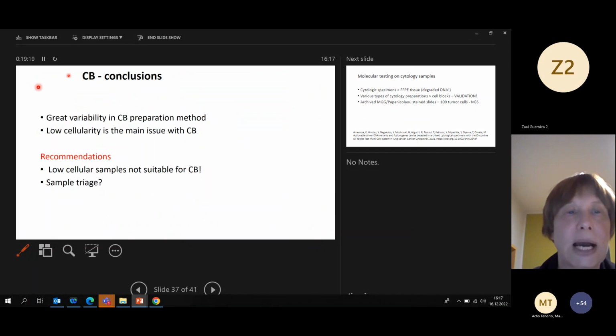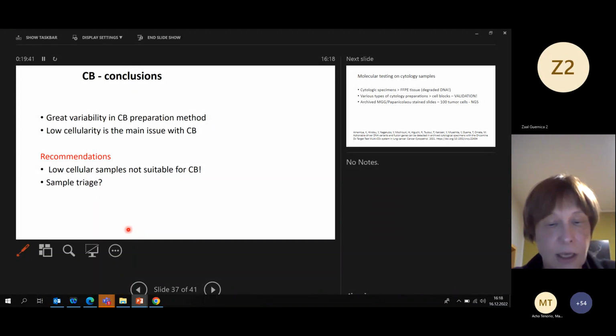So, the conclusion regarding cell blocks: there is again great variability in cell block preparation methods, and low cellularity is the main issue with cell blocks in daily cytology practice. The obvious recommendation would be that low cellular samples are just not suitable for cell block embedding, and it is probably necessary to somehow select eligible samples for embedding.